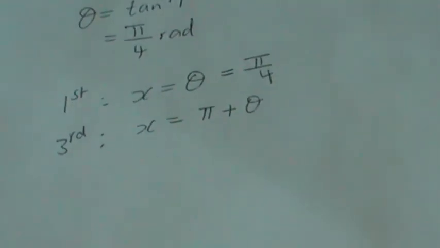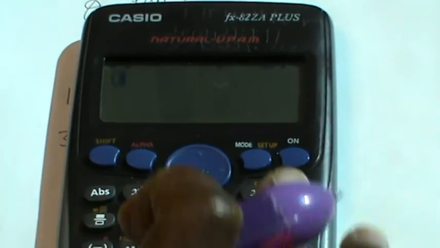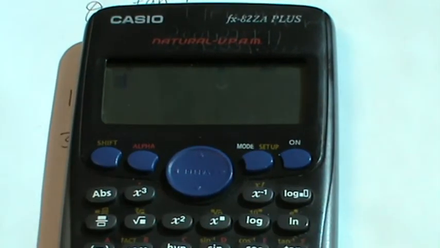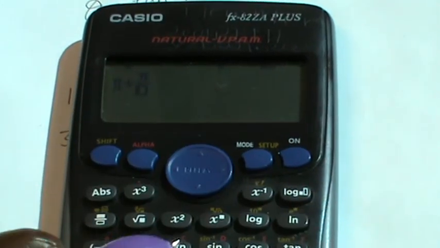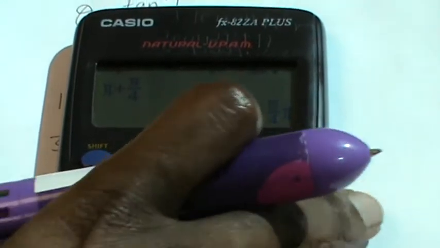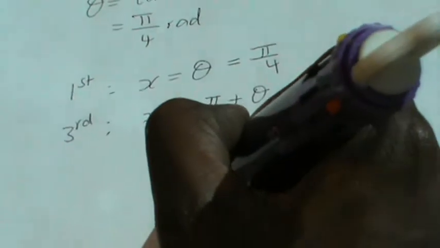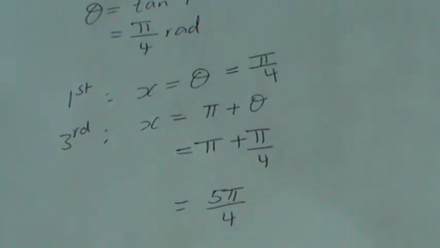Then in the third quadrant, if x is equal to pi plus theta, then this is pi plus pi over 4. And then here, you can go to a calculator and see I have pi plus pi over 4. Okay, and then you can see that the answer is 5 pi over 4. This is 5 pi over 4. And those are my two solutions.